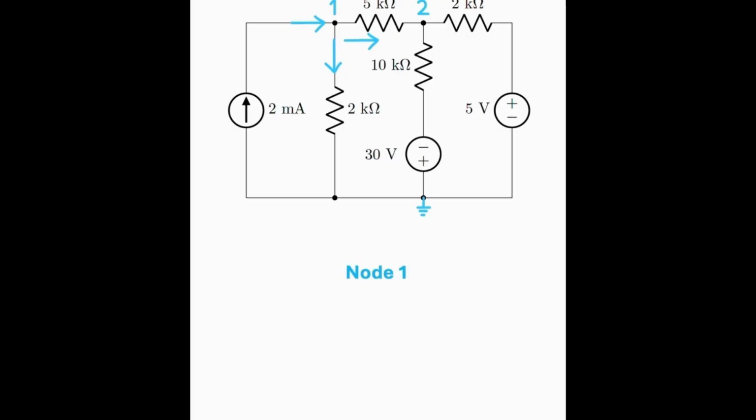With these directions in mind, let's write the KCL equation for node 1. We have 2 milliamps entering the node, and then two currents leaving. The first one is V1 over 2, and the second one is V1 minus V2 all over 5.